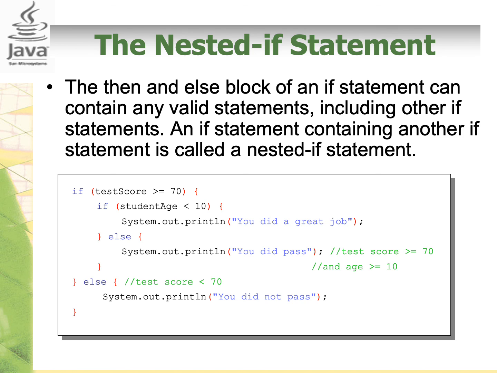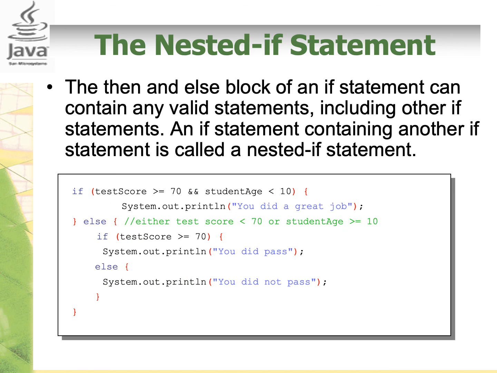When it displays you did a great job, that means the test score is larger or equal to 70, that should be true, and also student age is less than 10 should be true as well. What if we want to represent this code differently? How can we do it? We can write it differently to achieve the same result.